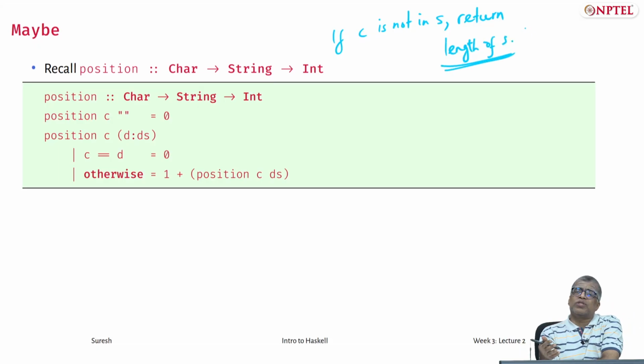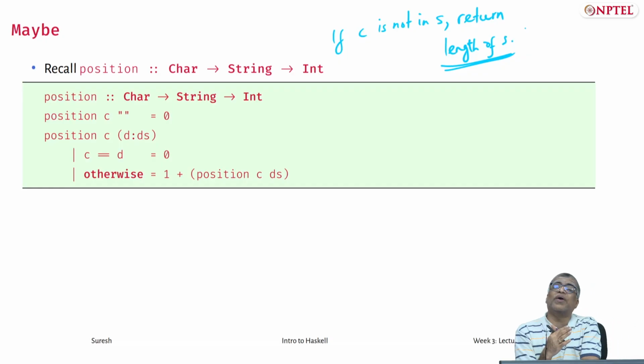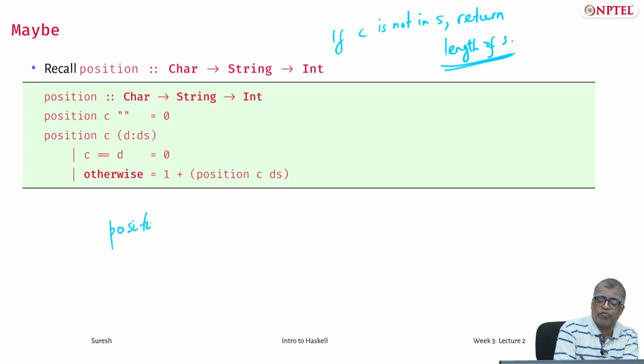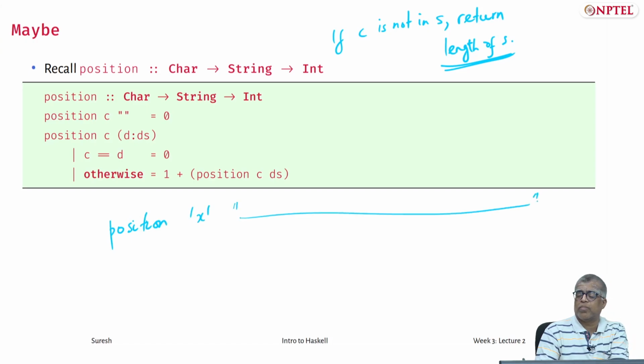This is okay in some situations, but it is not okay in certain situations. Sometimes you really want a more direct way to tell that the character is not present in the string, okay? Rather than, if somebody calls position of some x in some long string, and I return some 100, let's say, then I need to do various things, right?